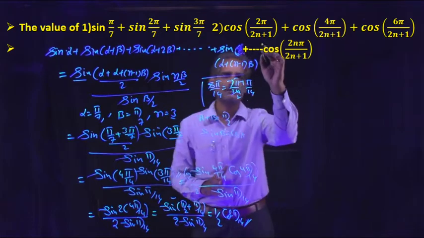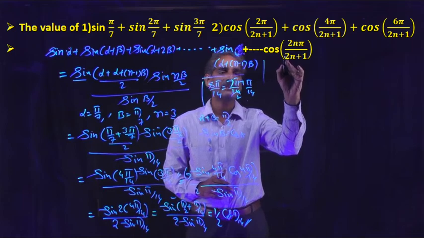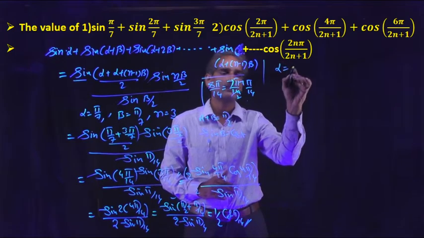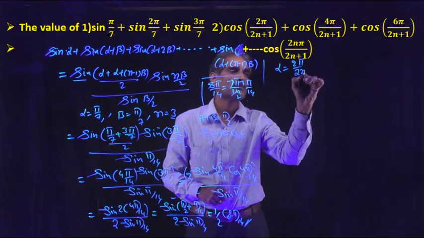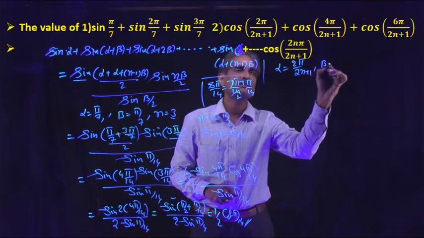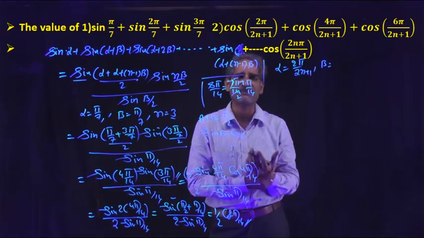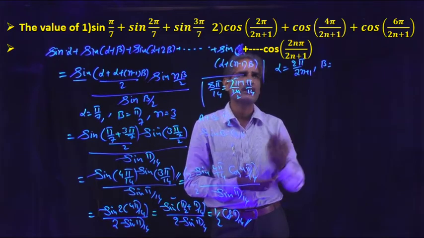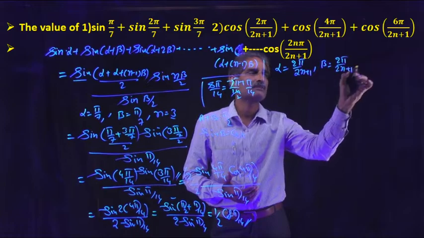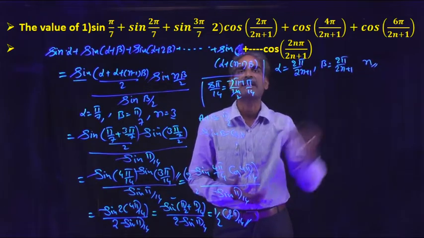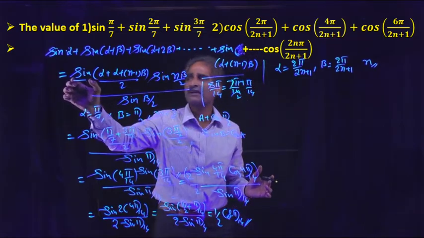So here, the first angle, that means alpha, is equal to 2 pi by 2n plus 1. Beta, that means common difference: 4 pi by 2n plus 1 minus 2 pi by 2n plus 1, the denominator is the same. 4 pi minus 2 pi is 2 pi in the numerator. So beta is 2 pi by 2n plus 1. So the number of terms is n. So the change only happened at this function.